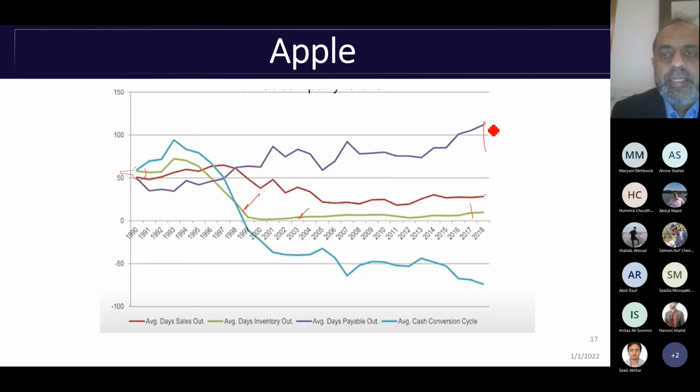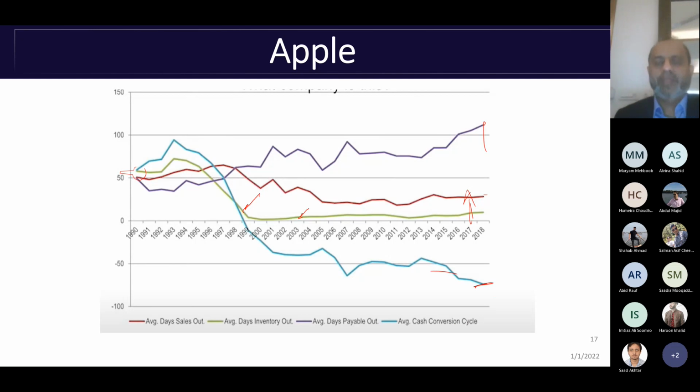So their vendors take 100 days. Whenever the vendor is bringing something, they say we will pay you in 100 days. That means the vendor has spent their money to build the stock, and Apple is selling it, not even paying them yet, and getting the money from the sale in a few days' time. So this is important: the cash conversion cycle runs negative, so many days negative.